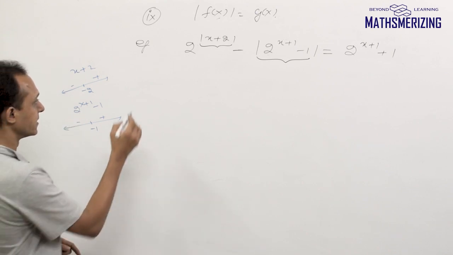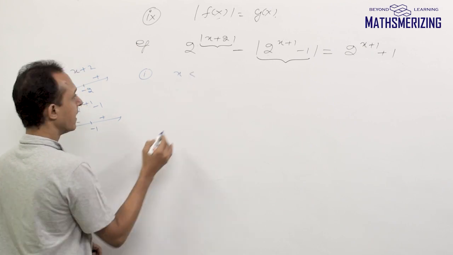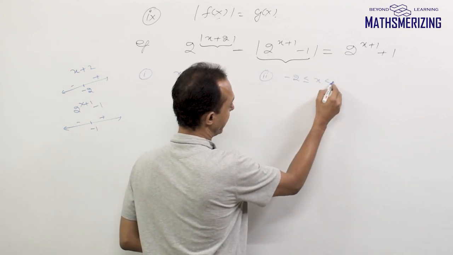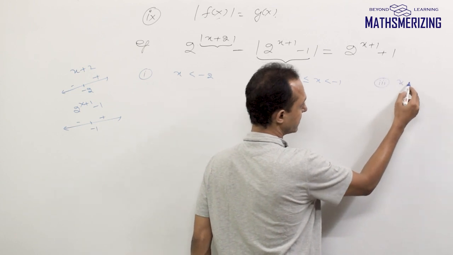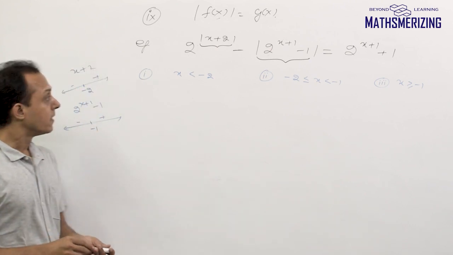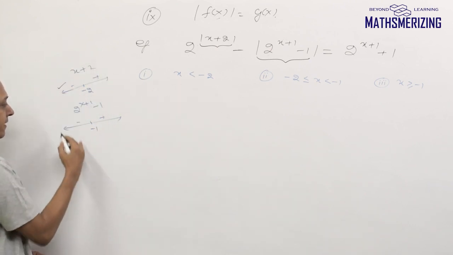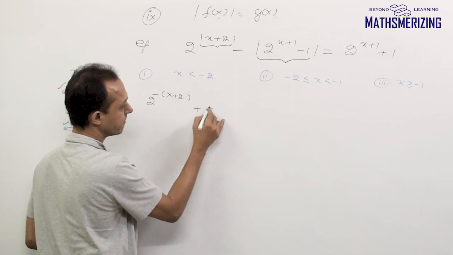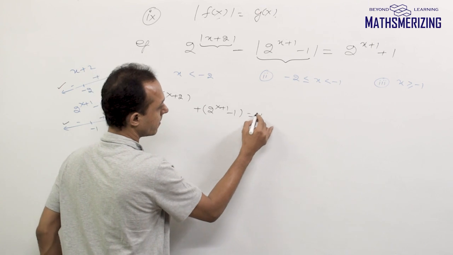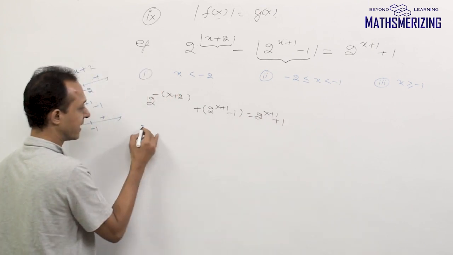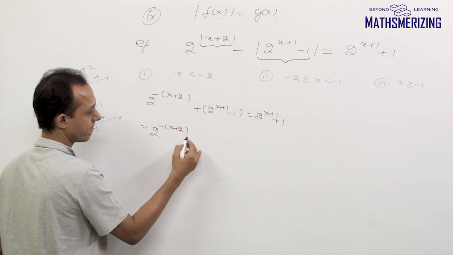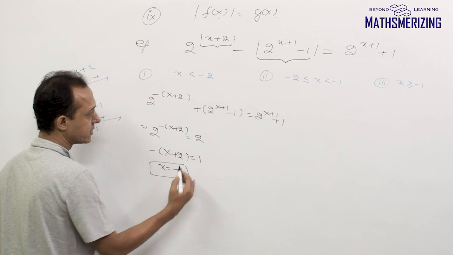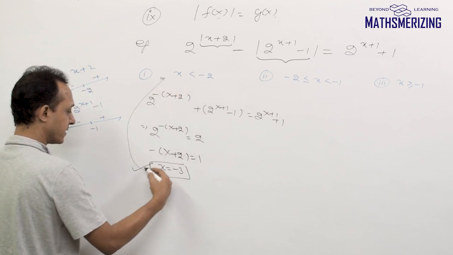So I have to take three separate cases. Case 1, when x is less than minus 2. Case 2, when x lies between minus 2 and minus 1. And third case, when x is greater than or equal to minus 1. So now when x is less than minus 2, the first one is negative and the second one is also negative. So I'll write 2 to the power minus x plus 2 and then minus and minus will be plus. So if I solve it, I'll get x equals minus 3. Now minus 3 lies in this interval, so it is included.